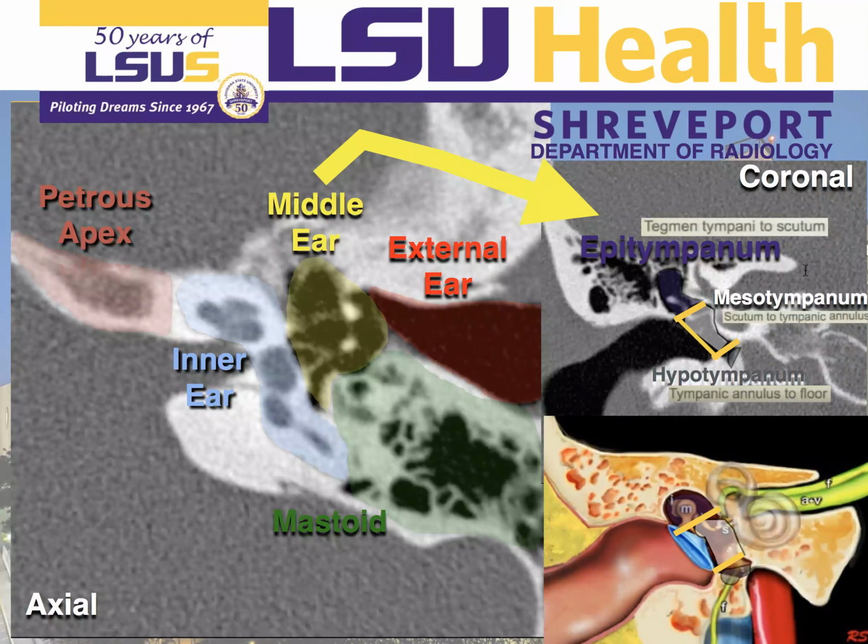When we see the middle ear on the coronal view, it's super important to divide the middle ear into these 3 components: the epitympanum, mesotympanum, and the hypotympanum. The epitympanum is from the scutum, that is here, until the tegmen tympani. Okay? The hypotympanum is from the tympanic annulus to the floor of the middle ear. Here you draw a line, and what is in between is the mesotympanum, between the scutum and the tympanic annulus. Okay?